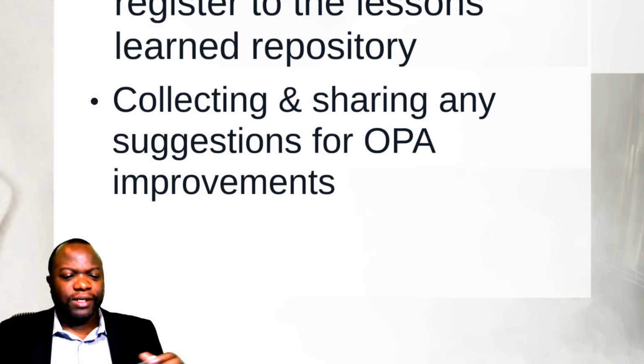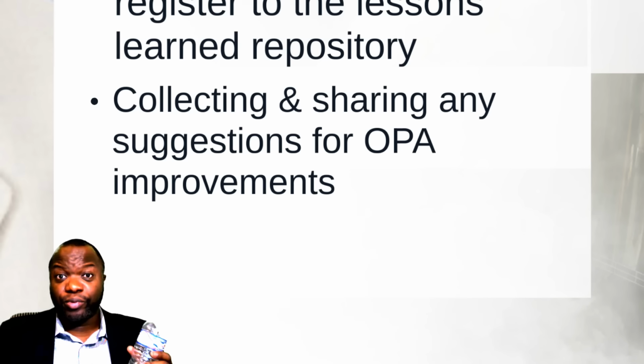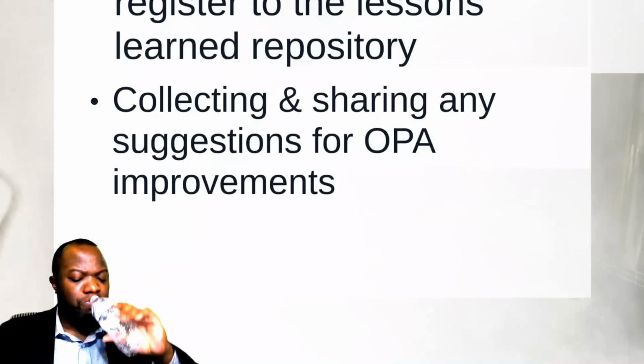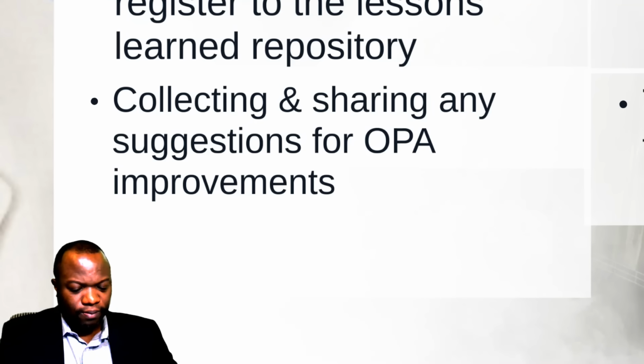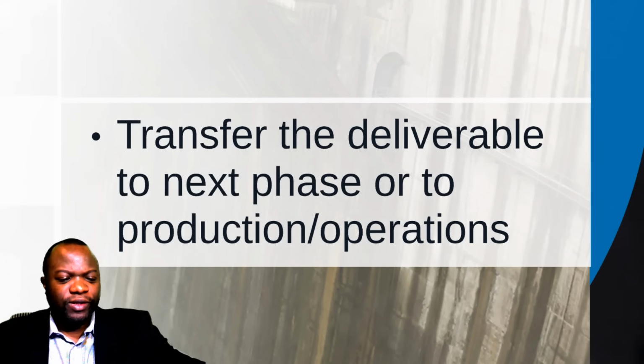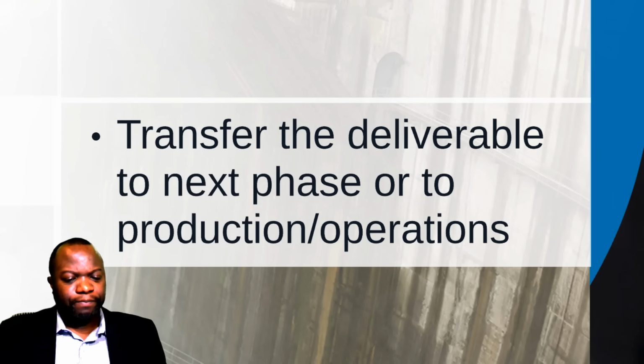Next, collecting and sharing any suggestions for OPA improvements. So if there are any organizational process assets that can be improved, this is where you would collect that information from your team members, from stakeholders, and so on. All right, transfer the deliverable to the next phase or to production operations. That should happen as well.